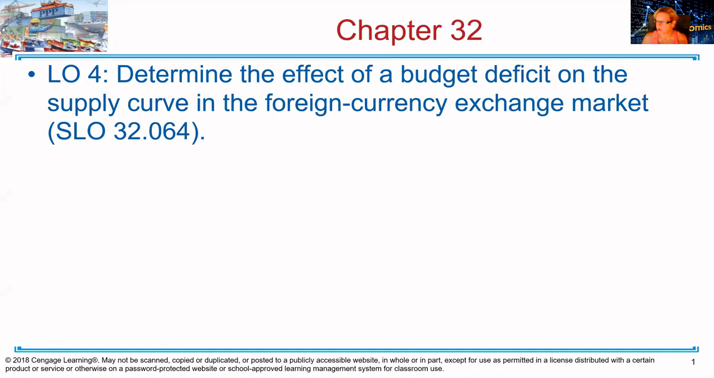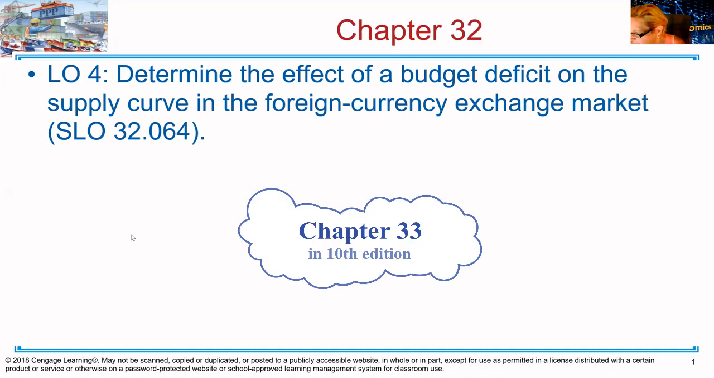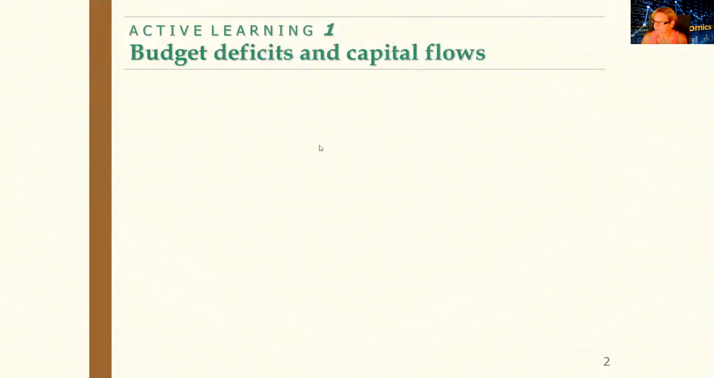And welcome to Chapter 32, Learning Objective 4, and we only have 2 more to go. Woohoo! Okay, so let me go ahead and share my screen with you. In this particular objective, we're going to take a look at the effect of a budget deficit, and we're going to go back to talk about that loanable funds market and what happens when we run a deficit there.